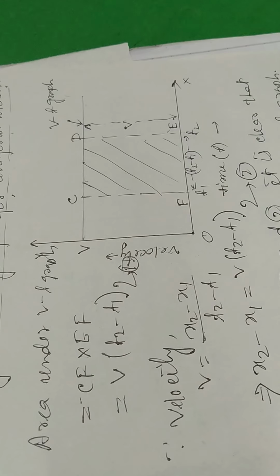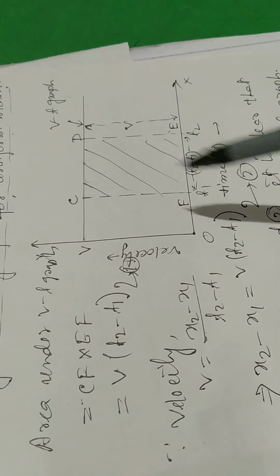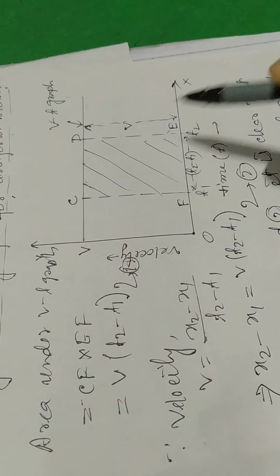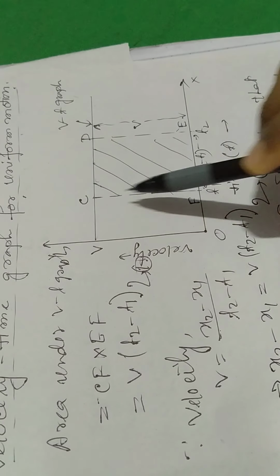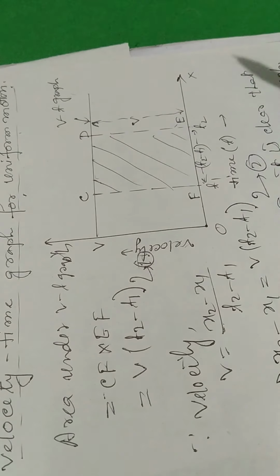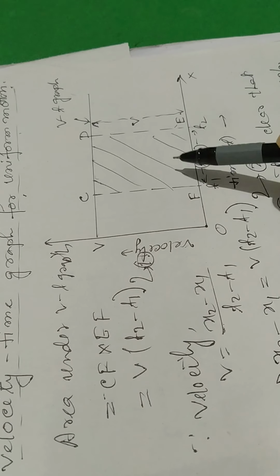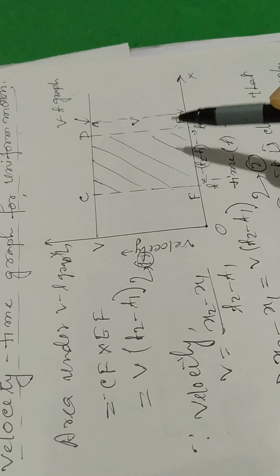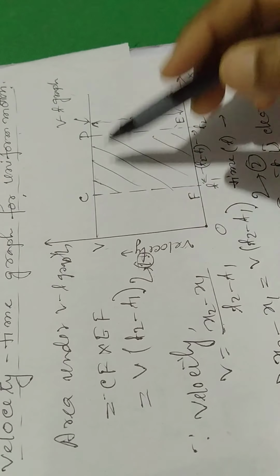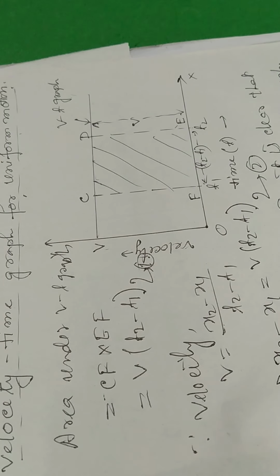Again I am telling you, this is the v-t graph for uniform motion. At any time the velocity remains constant, that is why this v-t graph is parallel to the time axis. Here there is no slope, because at any instant the velocity remains constant. At time 1 second velocity v, at time 2 velocity v. So it is parallel to the time axis, just like the position-time graph for a stationary object.